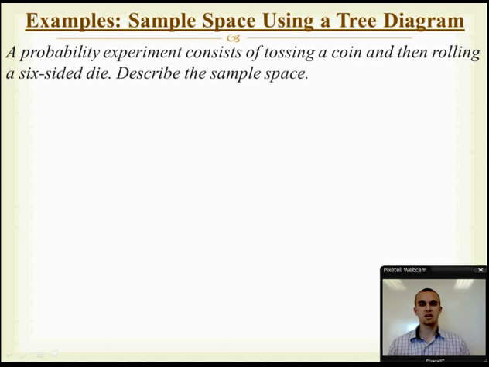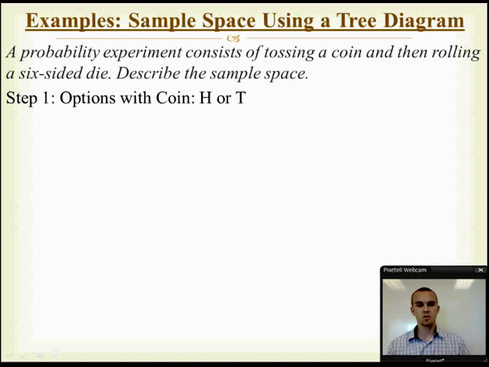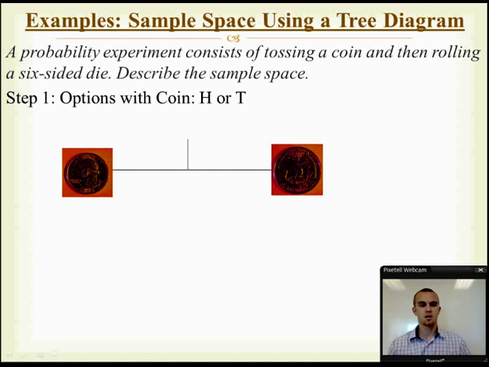Here's an example of how a tree diagram could help us with looking at the sample space. So say we toss a coin and then we roll a six-sided die. So step 1, we flip our coin. We have options of heads or tails. So we're going to label that first. Step 2 is that we could roll one of 6 options with our die. Now that can happen either if we flip heads or if we flip tails.